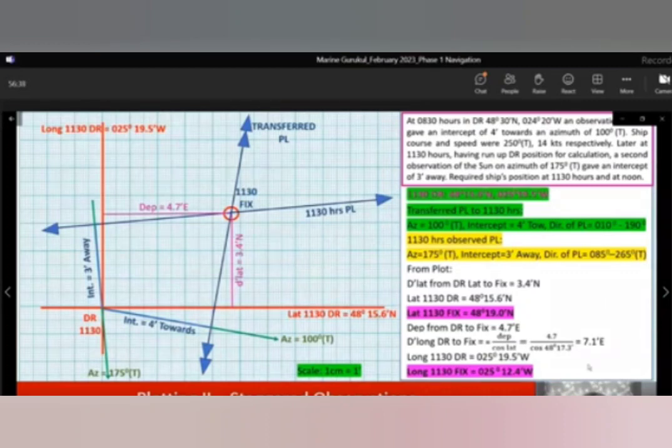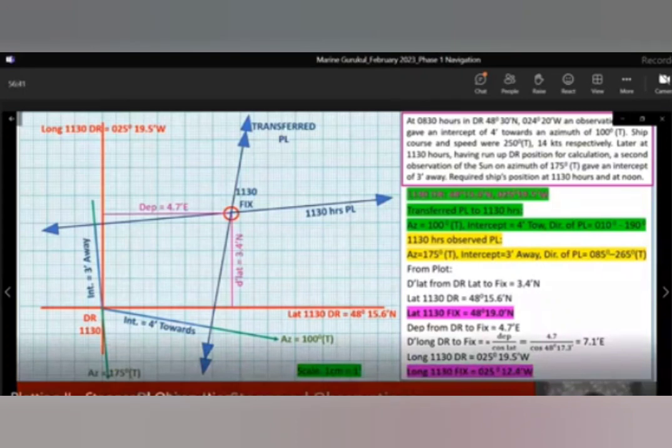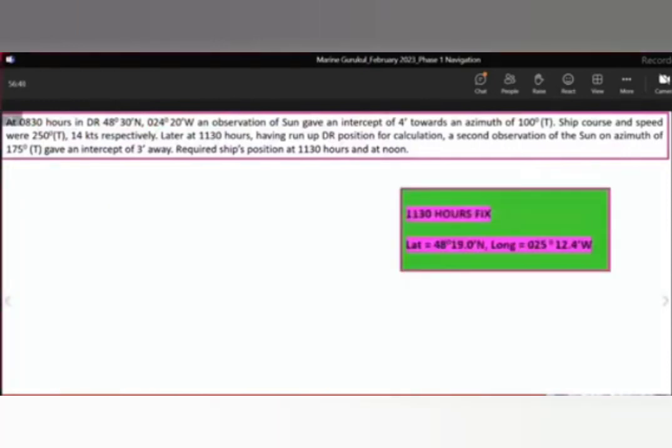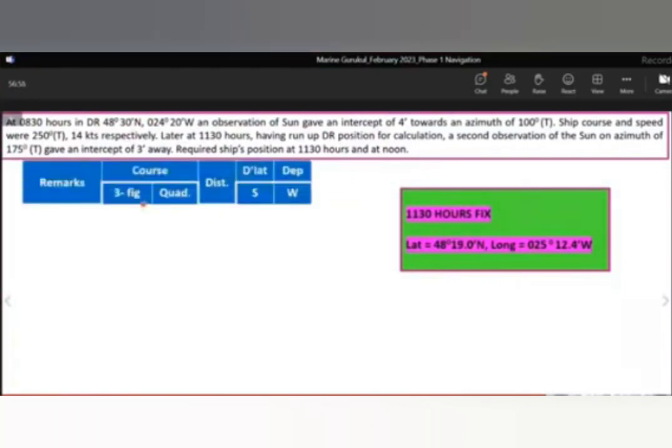Okay, beta. Great. So let's proceed ahead then. Now from the 11:30 fix, we can get the noon fix by applying the run for half an hour, and we can do it mathematically. We have the 11:30 fix whose coordinates we have just calculated. Now for half an hour, we apply the run. The vessel's course is 250 degrees true. In half an hour, the distance shall be 7 miles. We get the corresponding DLAT and departure.